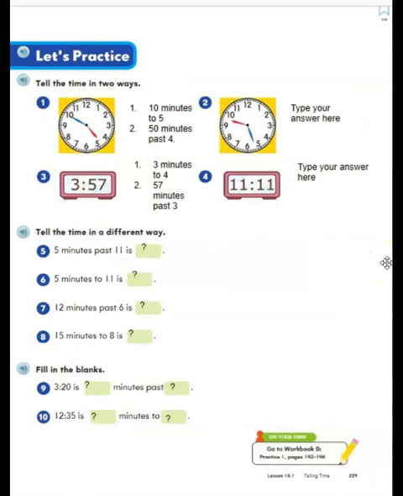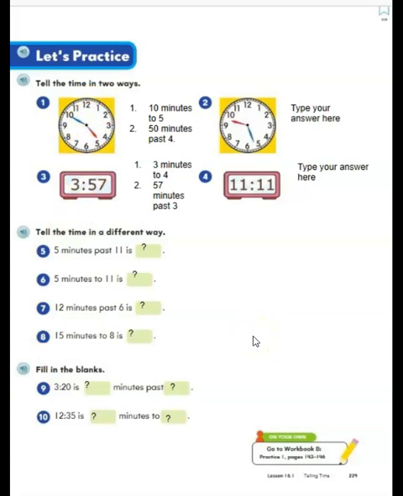Okay guys, here is the Let's Practice page for this lesson 16.1. And notice I did a couple of the ones on top so you can see how to do them. Up there it wants us to tell the time in 2 ways. So this first one, we can tell that the time is, well, look at the hour hand. It's not quite at the 5 yet. It's still in between the 4 and the 5. And the minute hand is way over here pointing at the 10. So we know it's still in the hour of 4 because it's not yet at the 5. So this time is showing us 4:50.